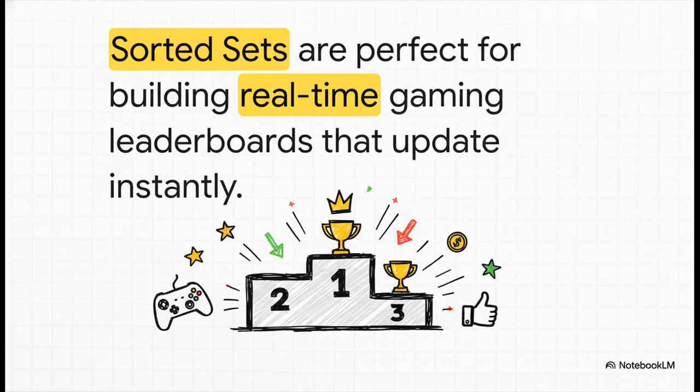Or how about this? Remember those sorted sets we mentioned? They are absolutely perfect for building something like a real-time gaming leaderboard. Every single time a player submits a new high score, Redis can update the rankings instantly, without even breaking a sweat. It's just that fast.